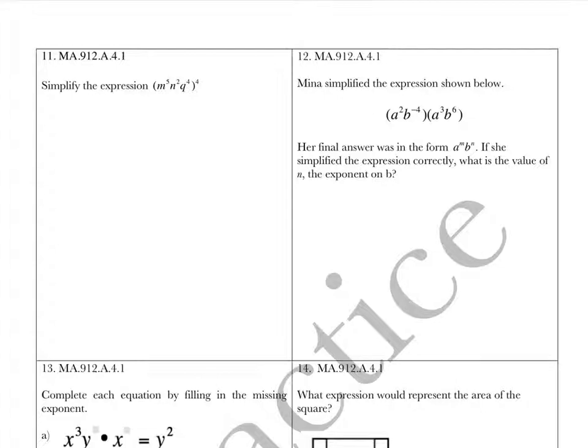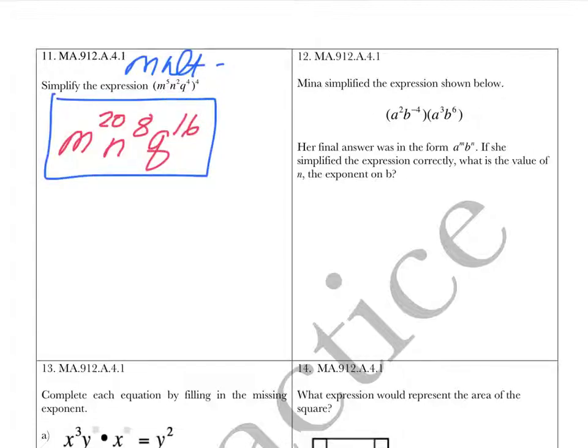Number 11 is an example of the power of a power rule, because I have the 4 on the outside, and the power of a power rule is that you multiply. So I'm going to go ahead and multiply my inside. So m becomes 20, 5 times 4 is 20, n becomes 8, because 2 times 4 is 8, and q becomes 16. So final answer, there it is. Not so bad.